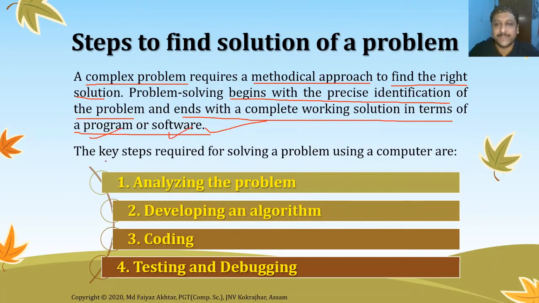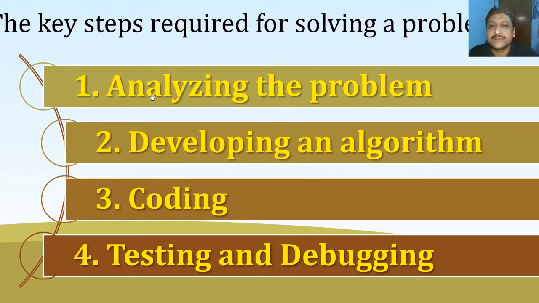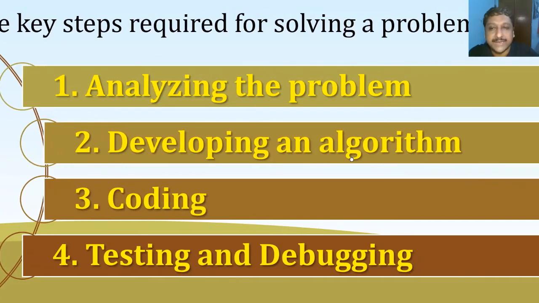Now here are given the key steps required for solving a problem using a computer. We have to follow these steps. First step is analyzing the problem. Analyzing the problem means understanding the problem. Then developing an algorithm. What is an algorithm? Just a step-by-step solution of a problem is known as an algorithm. We will learn about these things, we are just coming to that point.